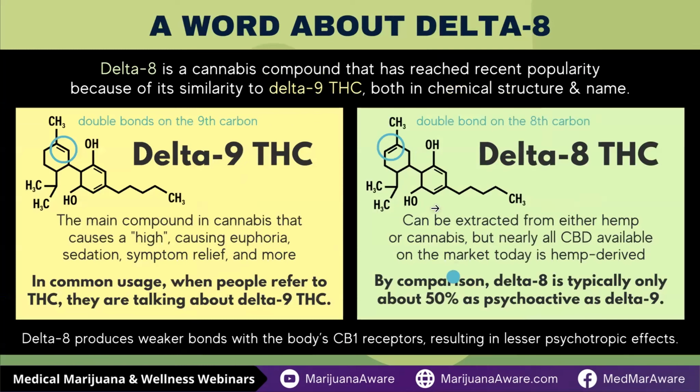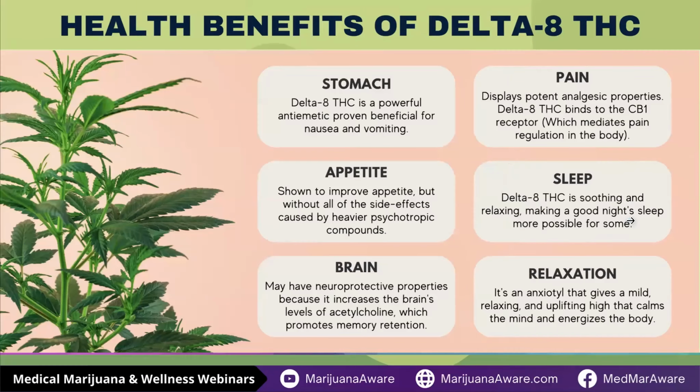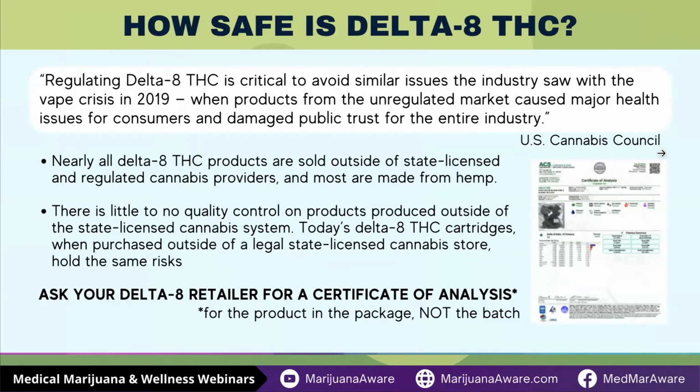But what happens is that this slight variation dramatically reduces the effectiveness of Delta-8 versus Delta-9, about 50%, especially in the psychoactive activity. Now, there are a number of very positive benefits from using Delta-8. It helps with a lot of things related to your stomach, appetite, sleep, brain, relaxation, pain. It has very positive properties. However, this is a huge caution. Delta-8 is not regulated here in the United States, and in the cannabis plant, it's not produced in large quantities. So there's really no control over the production of Delta-8.